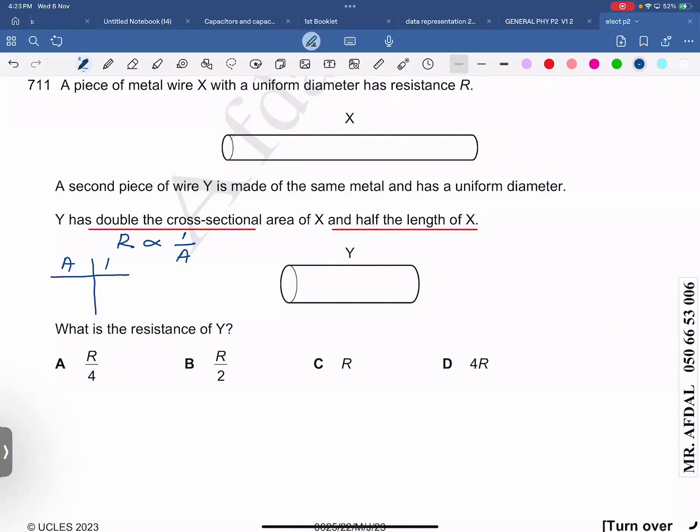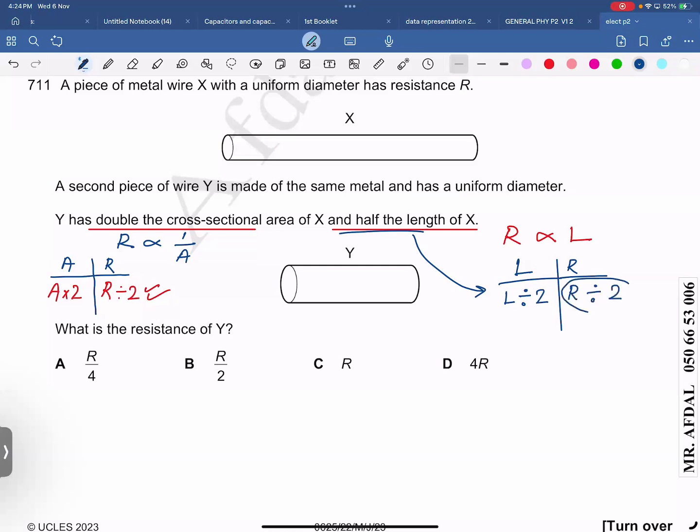Here is area, here is resistance. Dear students, they say double the area. So if area is multiplied by 2, being inverse, resistance will be divided by 2. So first, due to area, resistance will be half. Now length. Resistance is directly proportional to length. Here is length, here is resistance. If the length is half, meaning length is divided by 2, resistance will also be half.